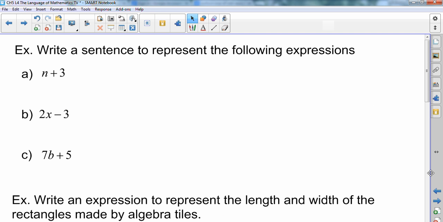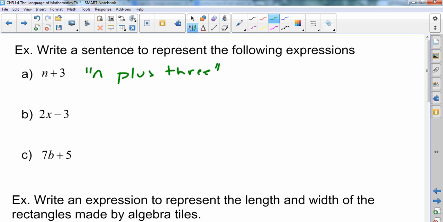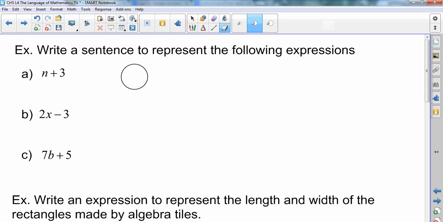Okay, going from an expression into words. This, for some reason, you are very not good at. I blame your elementary teachers, except for Miss Wobbly, but I blame the rest. And so anyways, the first one says we have n plus 3. I don't want you to just write n plus 3. Okay, that's what you did when you were in grade 3. We're going to step it up a bit from there.